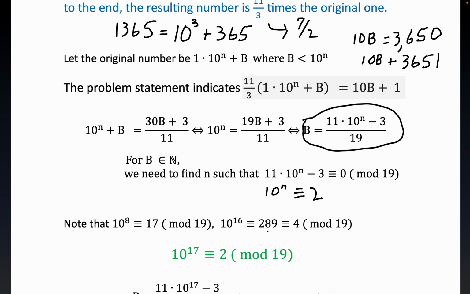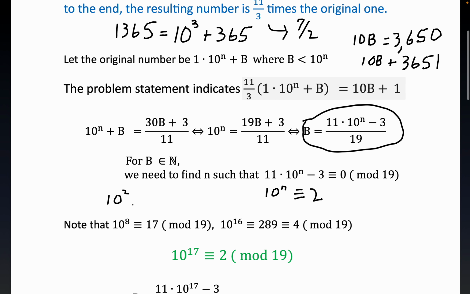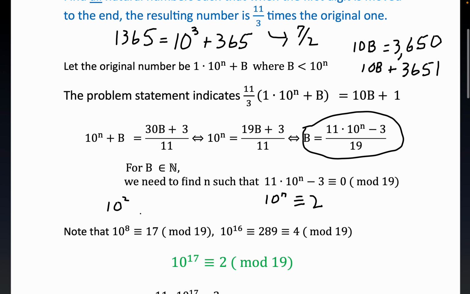The way I got started here was, what do we got here? 10 squared. 10 squared is 100, right? So 10 squared, when you divide it by 19, leaves a remainder of 5. So 10 squared is congruent to 5, right, folks? Now from there we would get 10 to the fourth is 25. I'm sorry, that's a 10 to the fourth. Let me erase that.